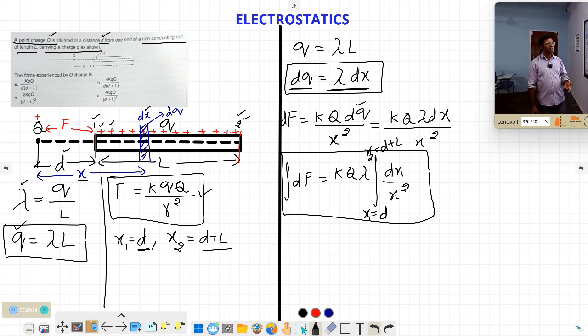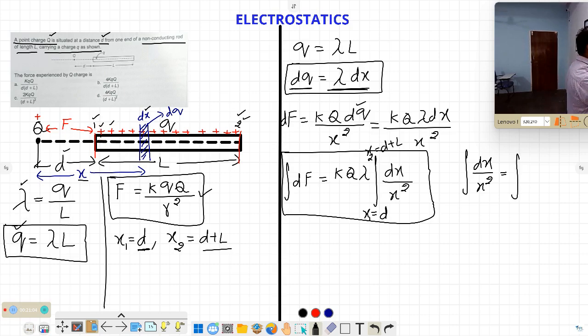So first, integral dx by x squared. What is the formula for this? Integral dx by x squared is nothing but integral x power minus 2 into dx. Now this is in the form of integral x power n. The formula for integral x power n is x power n plus 1 by n plus 1. So according to that, x power minus 2 plus 1. After integration, we should not write the integral sign.